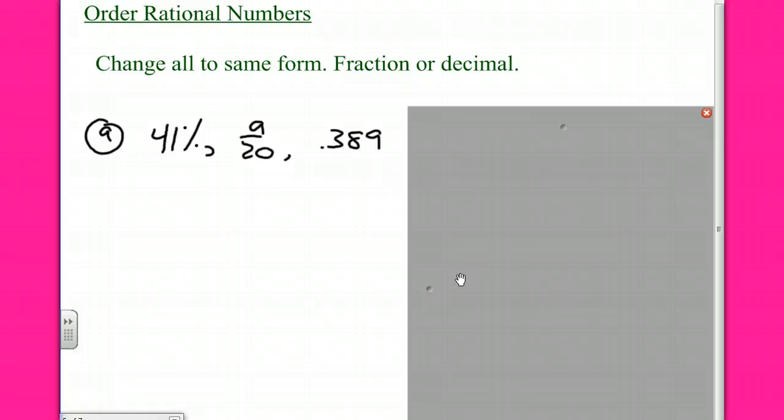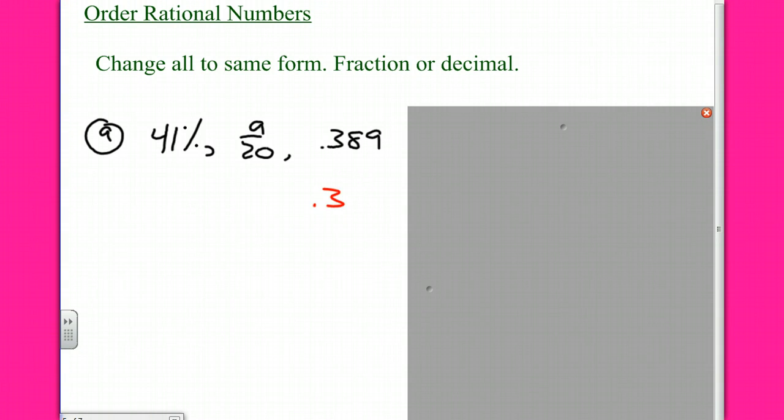Lots of times I see that. Other people prefer to change them all to fractions. And a few people like to change them all to percent. So it's whichever form you like. Whatever you think is easiest, change them to that form and then list them in their original form, least to greatest. So go ahead and try and then check your work.